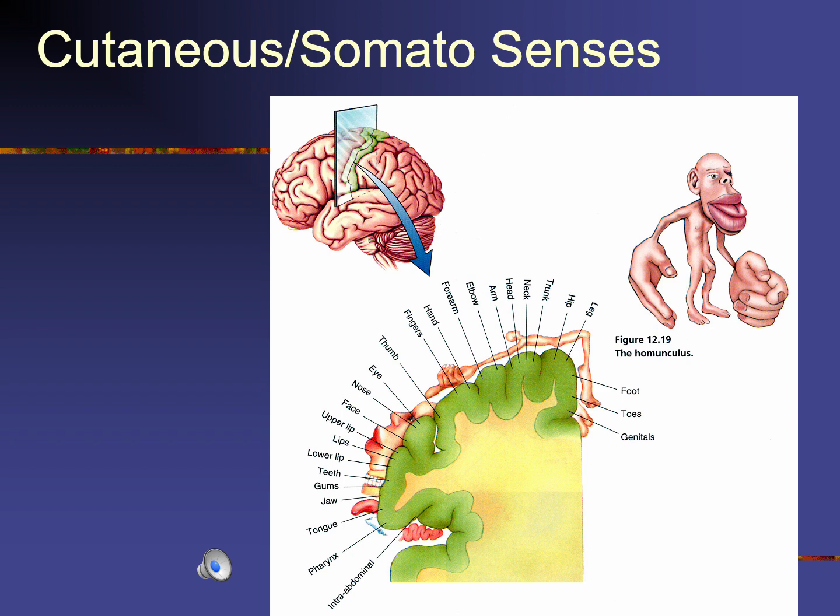Okay, now we're going to transition to another sensory system. This is a sensory system that's very old. Obviously, it's something that organisms at a very basic level have. And this is our somatosensory system, our cutaneous system. You think of it as the system called touch.